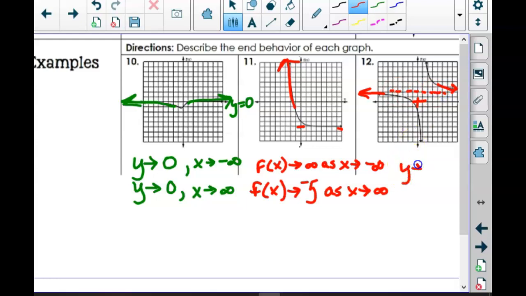Okay, so y approaches 2 as x goes left. Sorry, I totally scrunched that in there. And y approaches 2 as x goes right. Sorry, that's a hot mess. How are we doing?